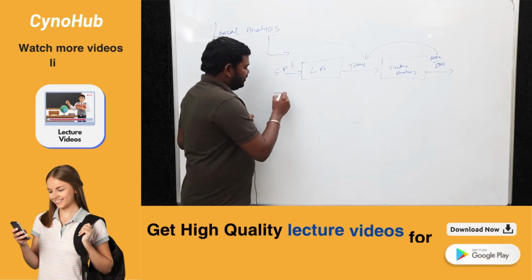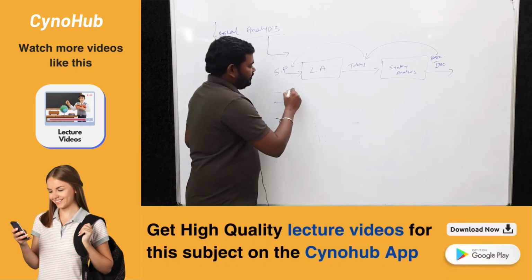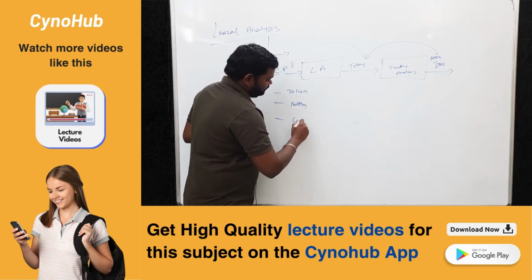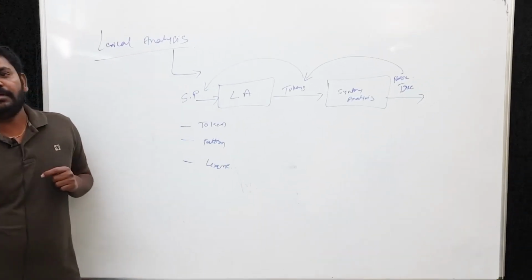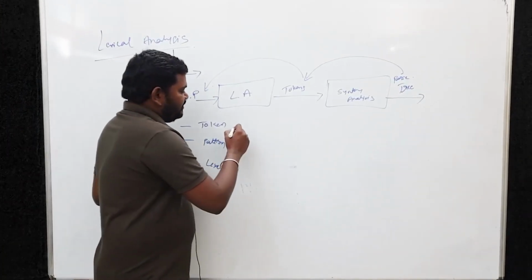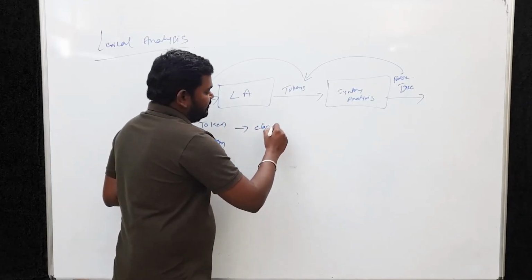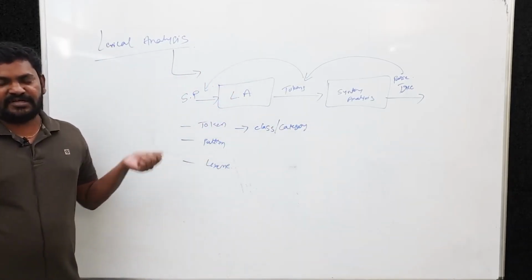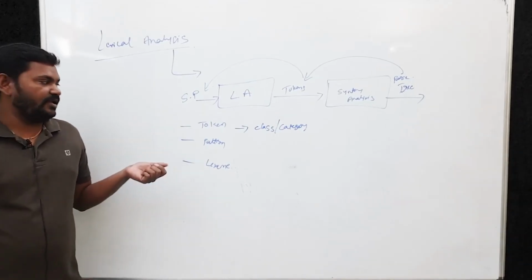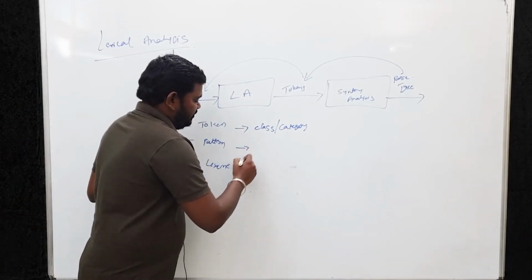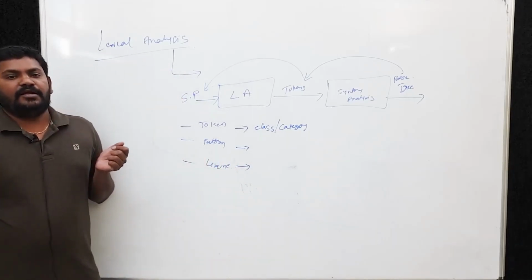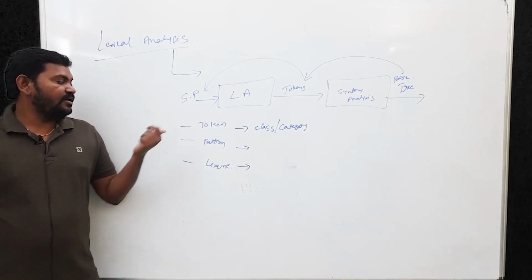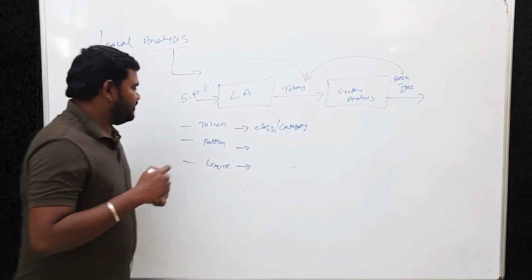Here we need to understand three terms in the lexical analysis phase. Those we call token, pattern, and lexeme. Token means it is a class or category, like whether it is a string, an identifier, a constant, a boolean, or a numerical value. Pattern and lexeme: the lexeme is the sequence of characters in the source program that is matched with the pattern.